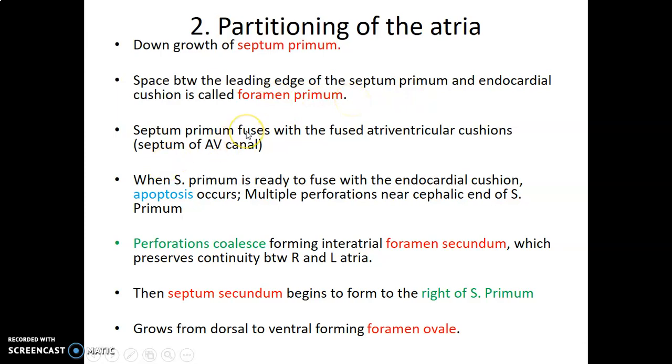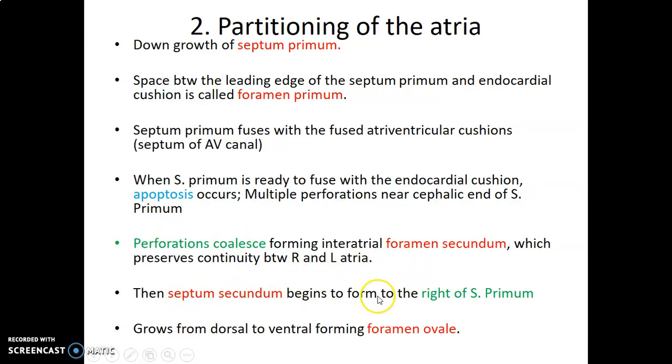Then the septum primum goes down and fuses with the fused atrioventricular cushion. When the septum primum is ready to fuse with the endocardial cushion, what happens? Apoptosis occurs on the upper part. Multiple perforations develop on the cephalic part of the septum primum. And these perforations coalesce and form a huge foramen. This is an interatrial foramen, which we call the foramen secundum. And this foramen secundum ensures the continuity between the right and the left atrium. And it's guarded by the septum secundum.